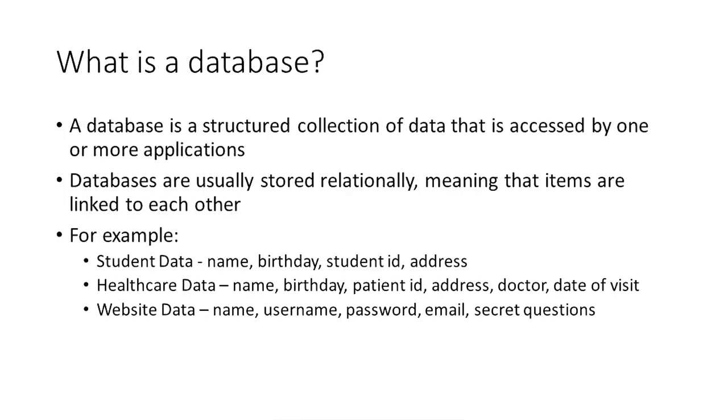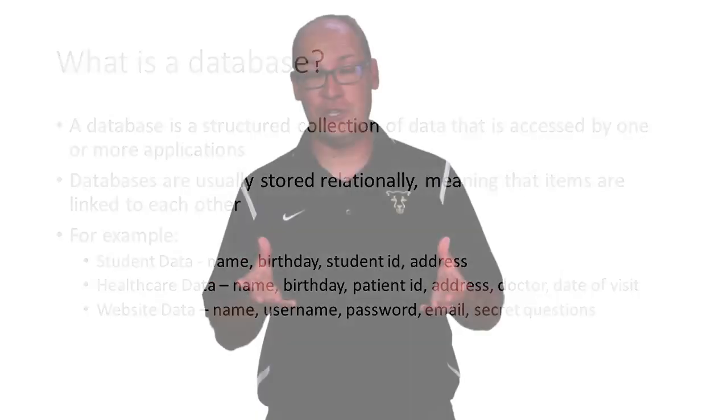First of all, what is a database? A database is any structured collection of data that is accessed by one or more applications. Databases are usually stored relationally, meaning that items are linked to each other. For example, we have student data at the university. Student data includes a lot of different information. You would be shocked at how much information that we need to store on a student. So things like name, birthday, student ID, and address are probably commonplace among any other university out there.